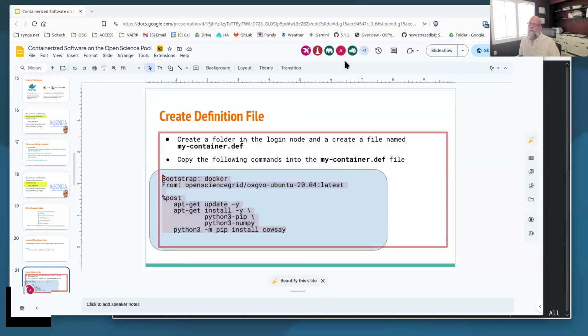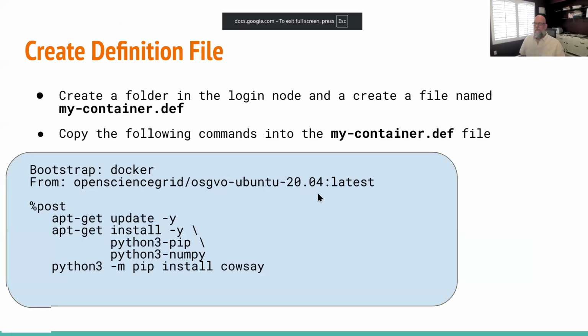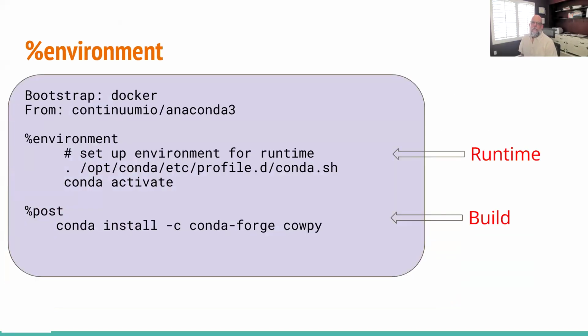And the different sections, so you see there's a percentage sign post. So this is a section in this file, and there's a few other sections that are good to know about. One of them is the environment section. And the idea here is that the post section is what's building the container. So we're going to run the commands in the post section, and they're only done once when we build the container. But every time we start that container later, this environment section is going to be sourced. And so this is a runtime section, right?